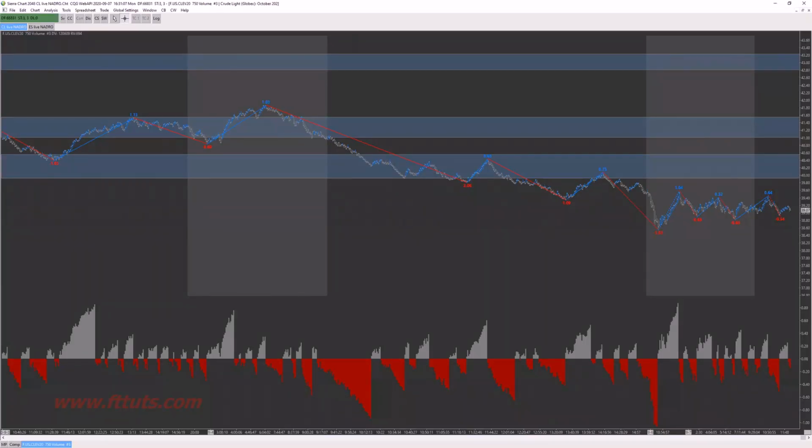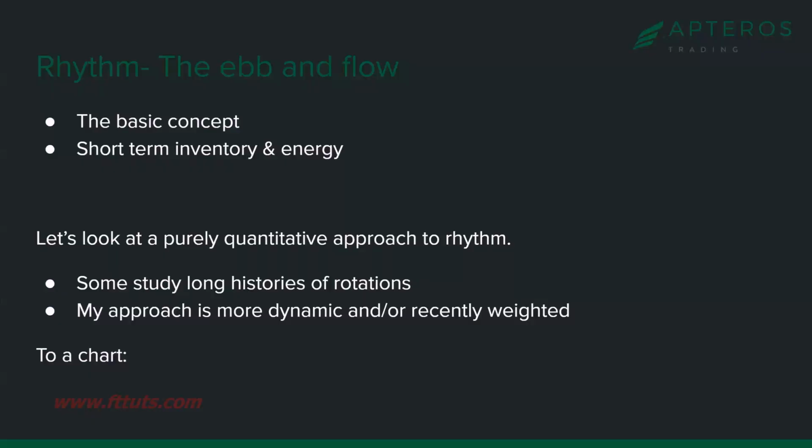Back to the slide deck here. Ultimately, what are we going to use any of that for? I want you to time your entries. That's what we're talking about today, timing and executing trades. And so I want you to be aware of this concept of rhythm, the ebb and the flow.